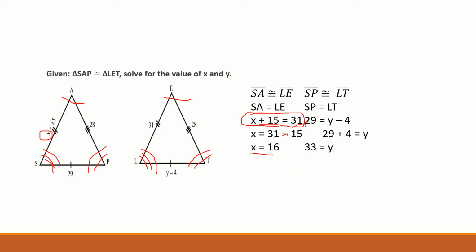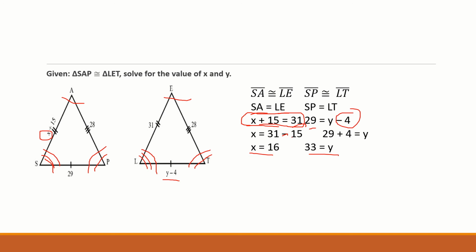Okay, next we have to find the value of Y. So, SP is congruent to LT. Therefore, SP is equal to LT. Ang sukat ng ating SP is 29. Ang sukat ng LT is Y minus 4. Okay, so ilipat natin yung negative 4 sa left side. So, magiging positive 4. So, ang naiwan na lang dito is Y. Therefore, 29 plus 4 is 33. So, the value of Y is 33.